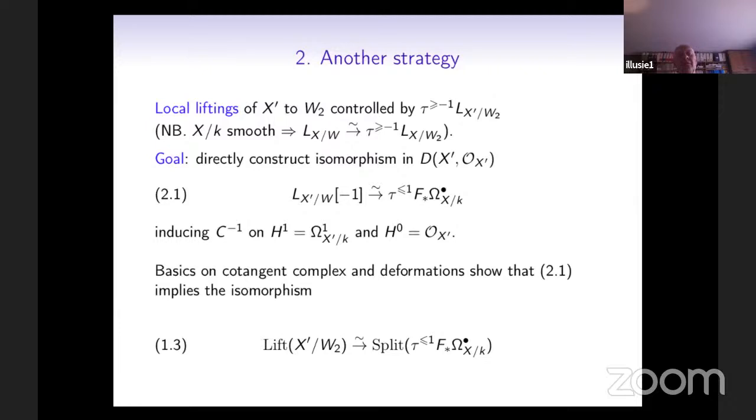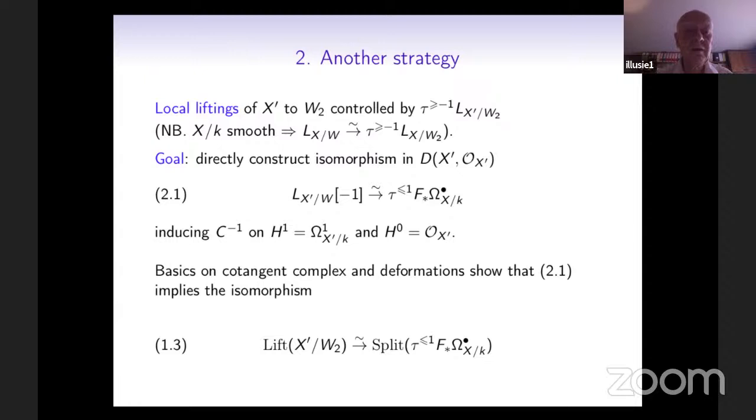Now, this other strategy I want to sketch is not really another strategy, maybe another way of looking at that. So local liftings of X' to W_2 are controlled by the cotangent complex of X' over W_2(k). In fact, if you take the truncation in degrees at least minus one of this cotangent complex of X over W_2, it turns out that it's also a cotangent complex of X over W(k), which is a perfect complex in perfect amplitude minus one, zero.